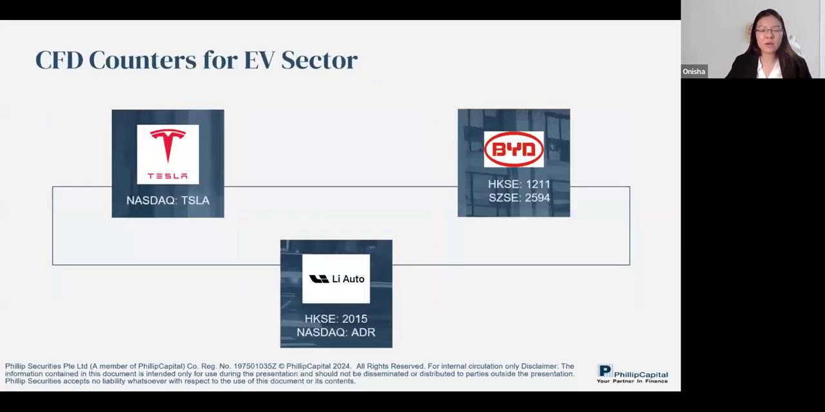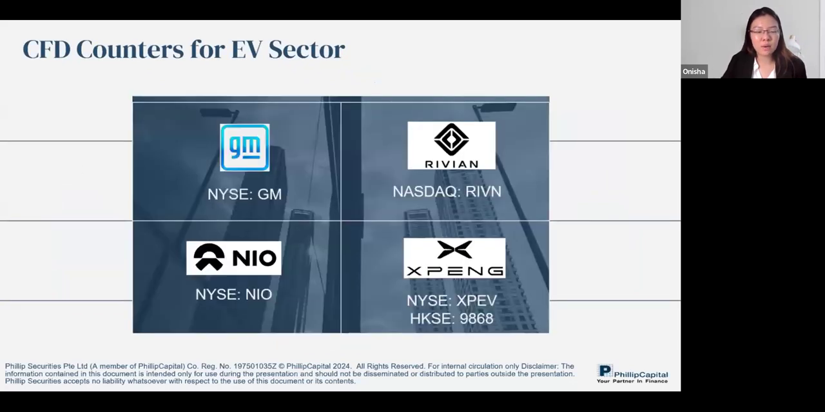Right. So here are the few CFD counters that we have. We have Tesla, Li Auto, and BYD. BYD is on the Hong Kong Exchange and Shenzhen Exchange. Li Auto is Hong Kong and Nasdaq. But Tesla is Nasdaq. Other than that, we have General Motors too in the US, Rivian on Nasdaq, NIO, and Xpeng. So these are some of the counters we offer in terms of the EV sector.